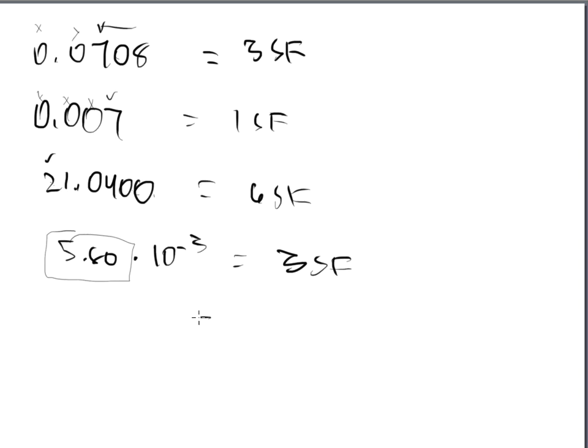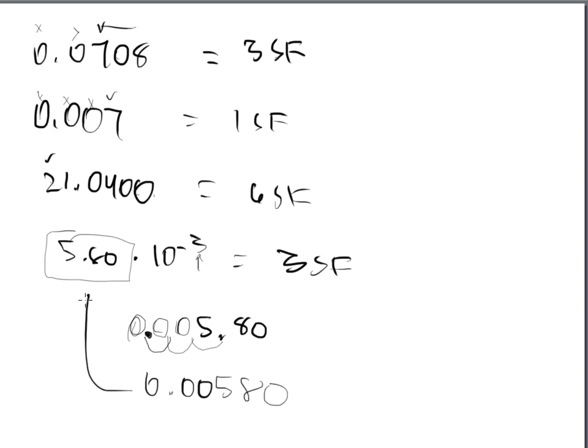This 10 to the negative 3, what that means, if you're not very comfortable with scientific notation, is that the decimal moves 3 times. And it moves to the left. That's why the negative is there. So there's our first move, and we write a 0. And there's our second move, and we write another 0. And there's our third move, and we write another 0. So our decimal point is going to go right there. So this 5.80 times 10 to the negative 3 is actually 0.00580. That is what that number is. It's just rewritten in scientific notation.